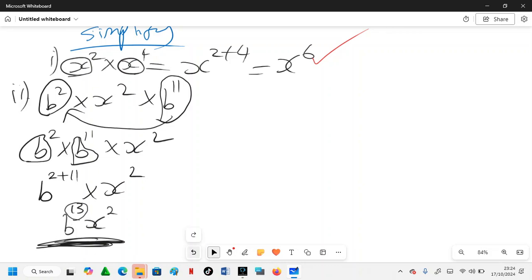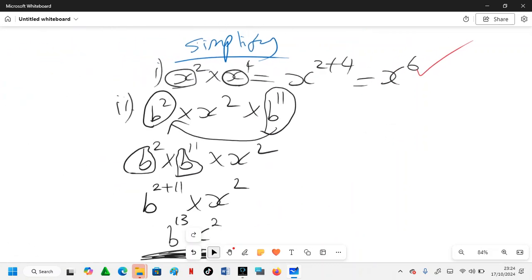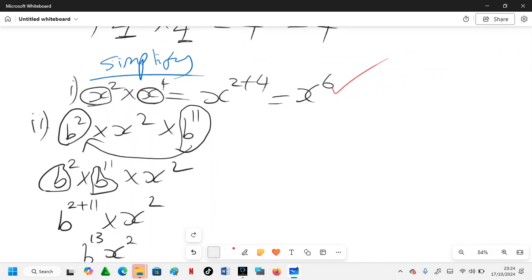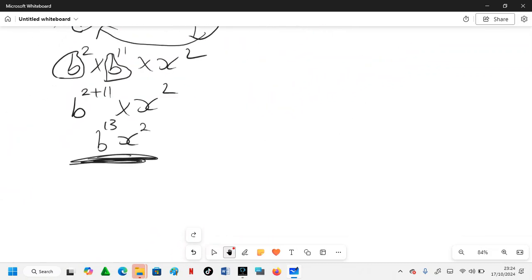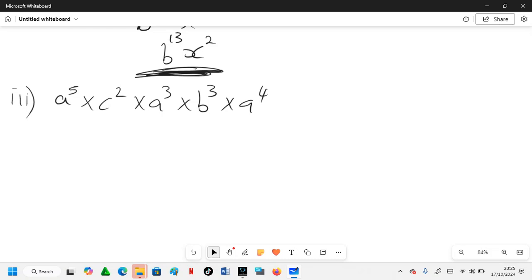Okay, so that is the answer. Let us look at another one, Example 3. Let us say we have another one here: a to power 5 times c to power 2 times a to power 3 times b to power 3 times a to power 4.